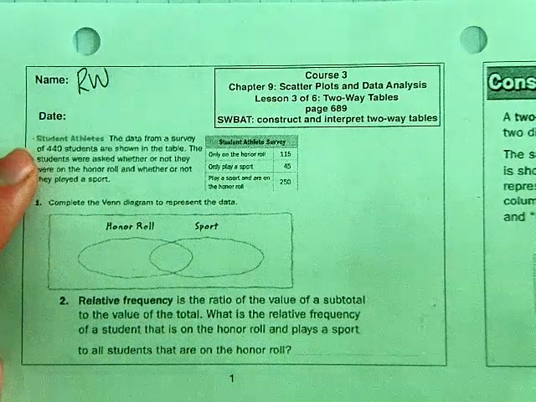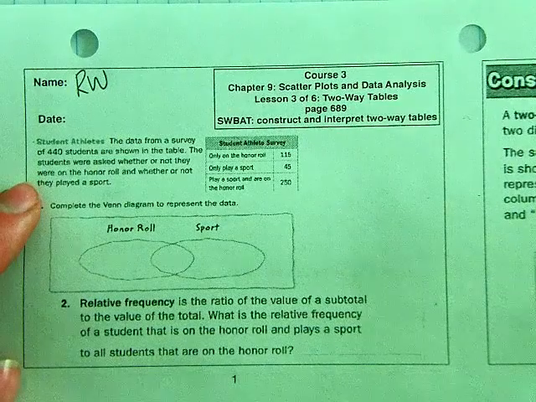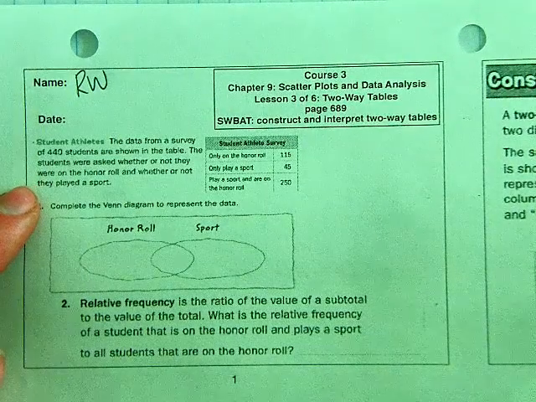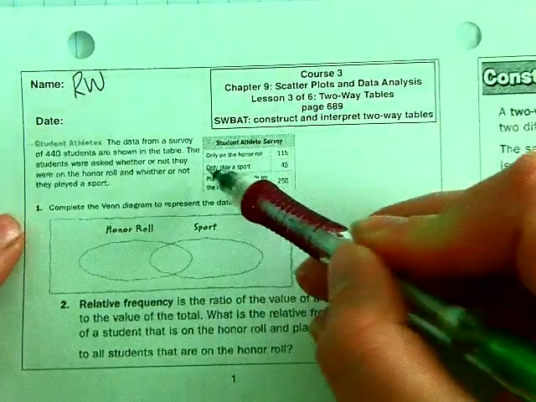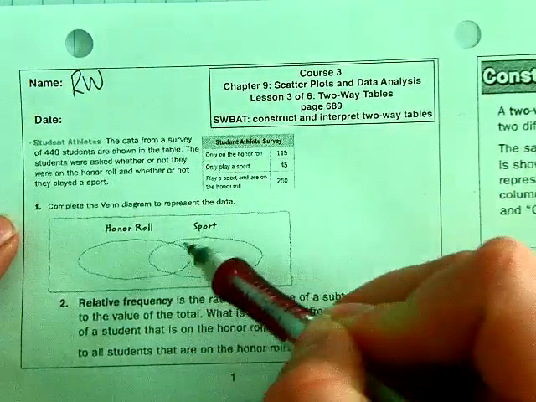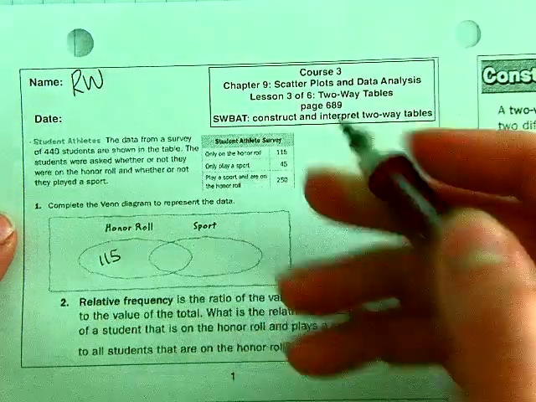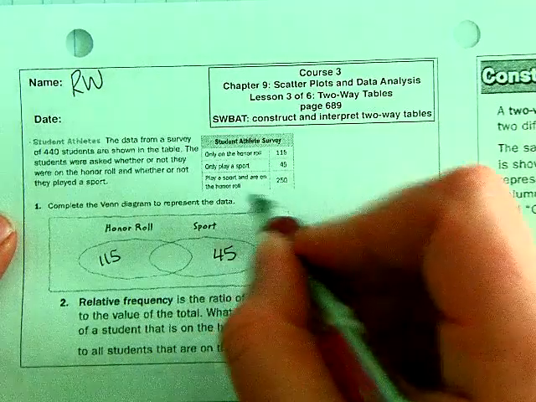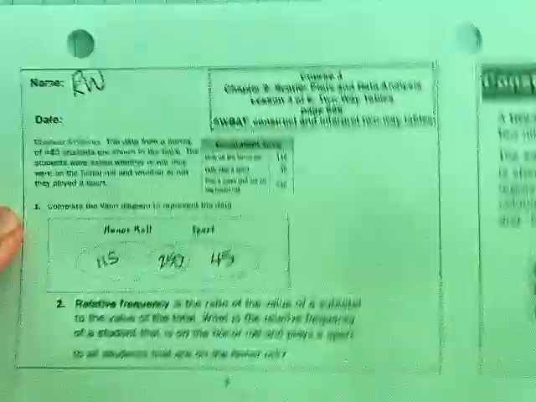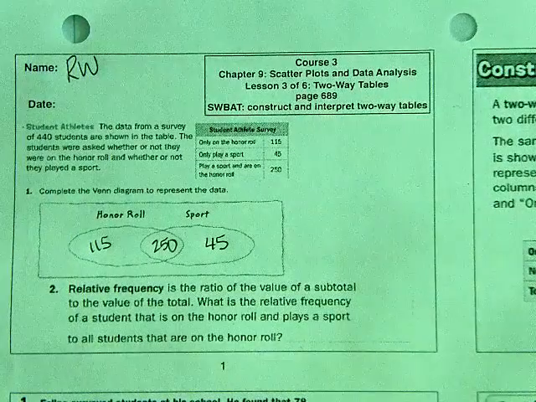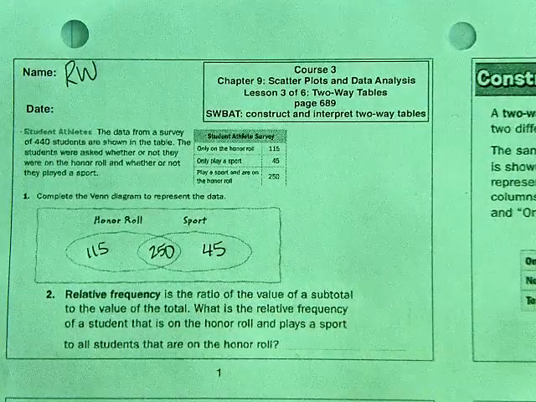It says the data from a survey of 440 students are shown in the table. The students were asked whether or not they were on the honor roll and whether or not they played a sport. So let's see. Only on the honor roll. If they're only on the honor roll and not in a sport, that number is going to go here. If they only play a sport, that would be over here. If they play a sport and are on the honor roll, that would be an overlap, or the number in the middle. So we have a vocab word, and those should all add up to 440, which they look like they do.